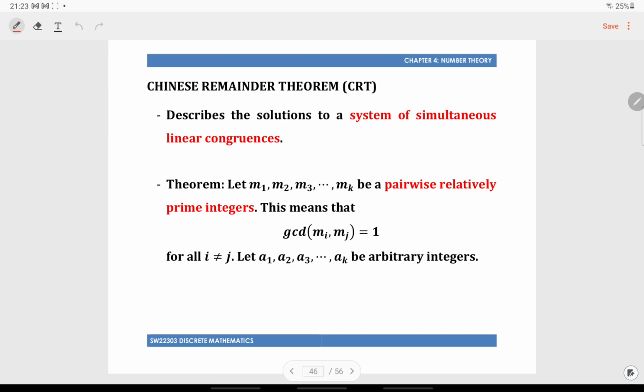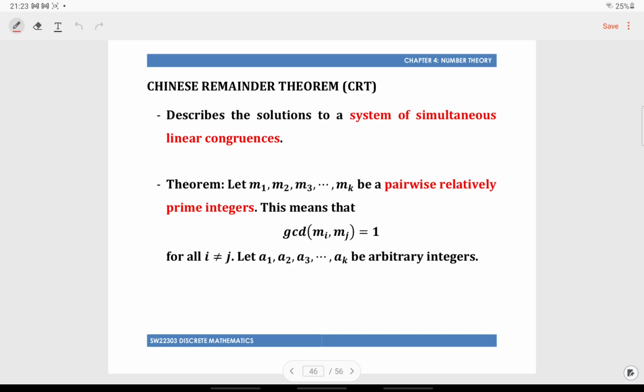Okay, we have another topic. I think this one is the last one, the Chinese remainder theorem, because it is related to the previous problem. Actually, it is related to linear congruence. Previously we dealt with a single congruence, but the Chinese remainder theorem is used when we need to deal with more than one congruence. Okay, describe the solutions to a system of simultaneous linear congruences.